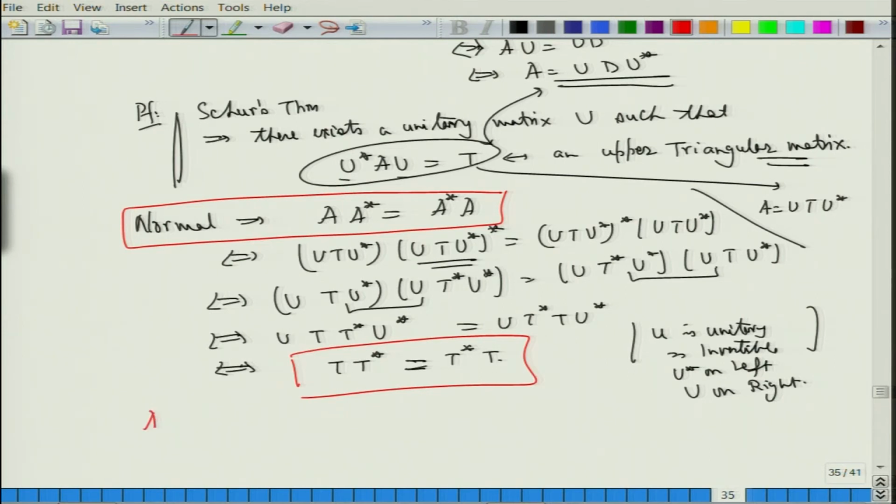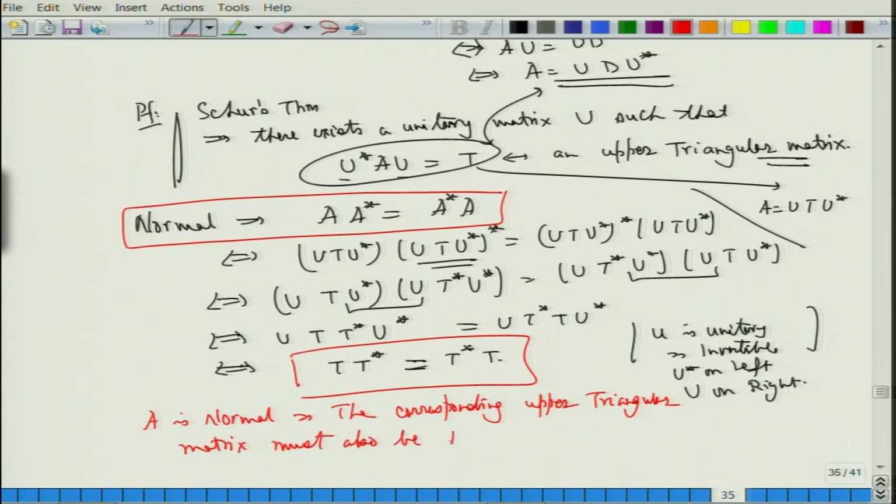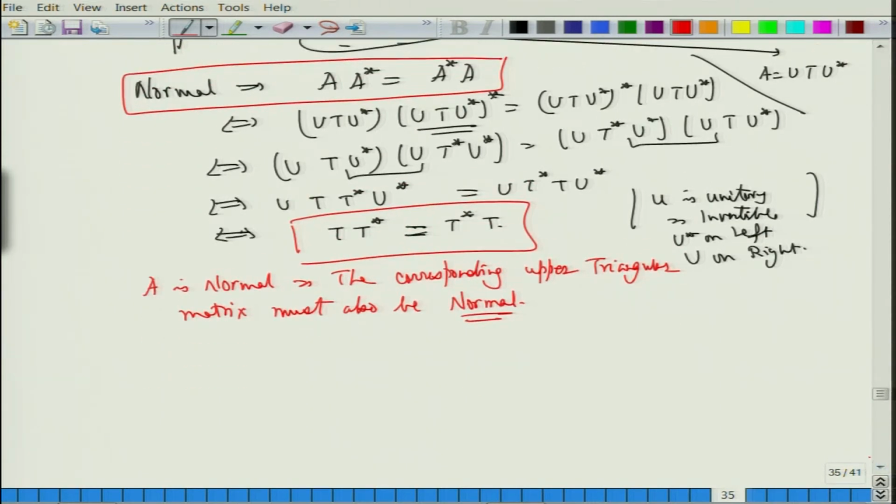So A is normal implies the corresponding upper triangular matrix T must also be normal. All right. And now let us remember one result where we said that if I have an upper triangular matrix, so the T T star is T star T, then T has to be a diagonal matrix. We had done it for the lower triangular also. So let's try to understand this again.